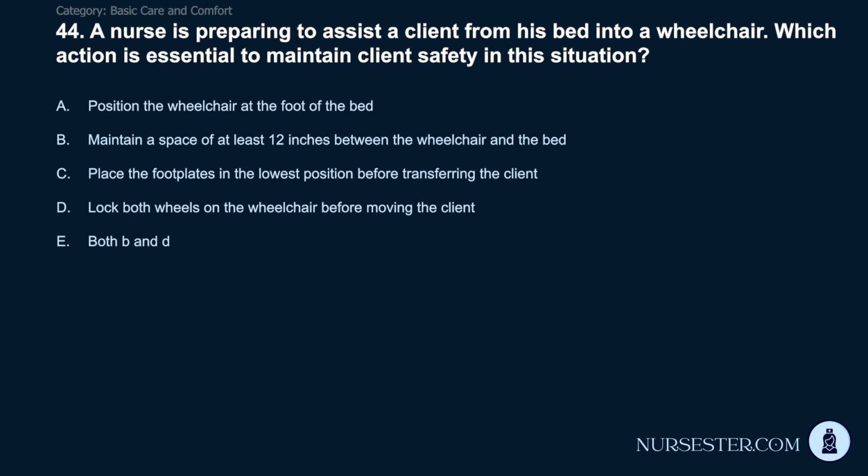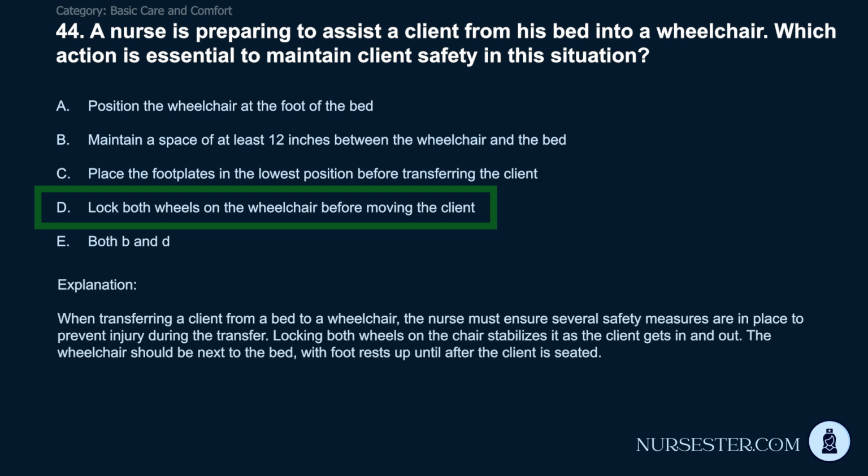Position the wheelchair at the foot of the bed. B. Maintain a space of at least 12 inches between the wheelchair and the bed. C. Place the foot plates in the lowest position before transferring the client. D. Lock both wheels on the wheelchair before moving the client. E. Both B and D. Correct answer: D. Lock both wheels on the wheelchair before moving the client.